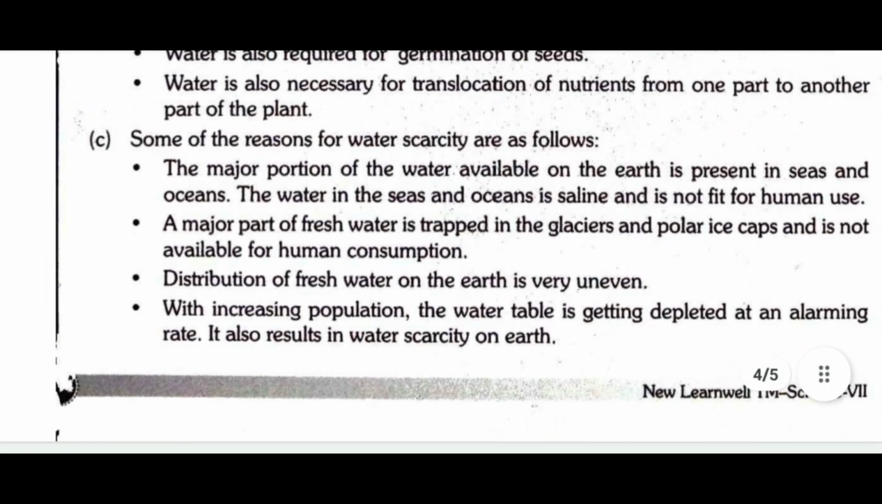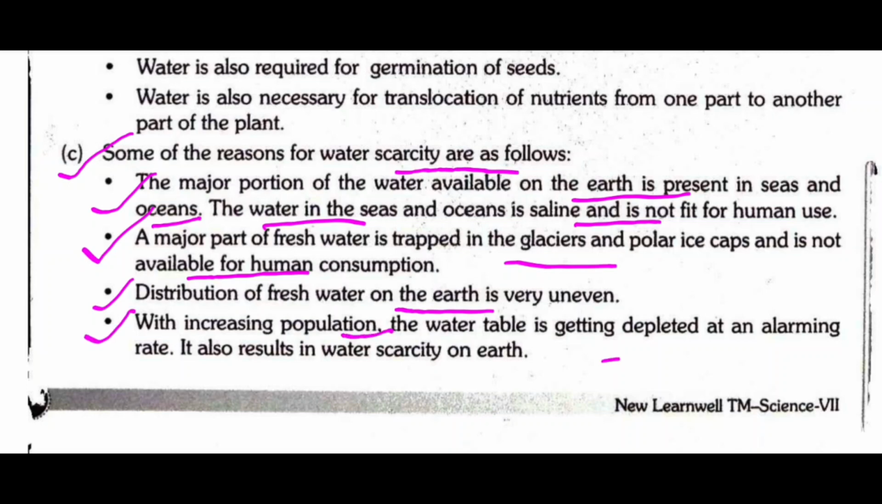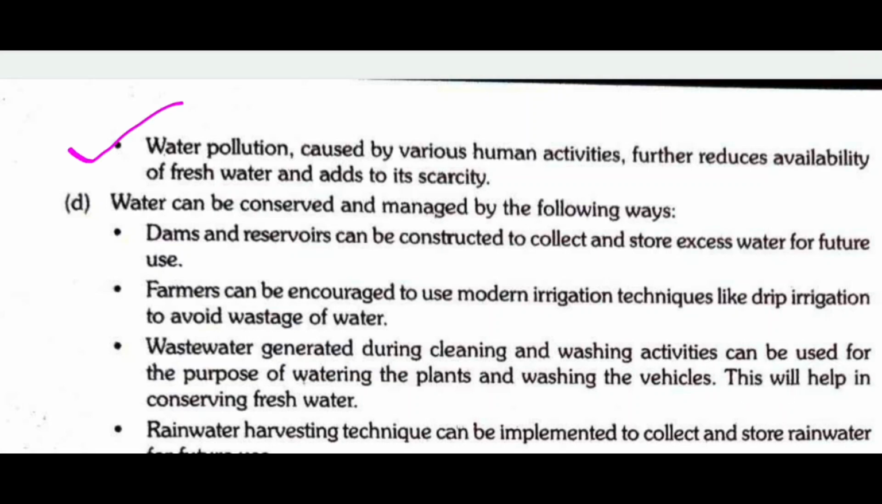And then question number C. Some of the reasons for water scarcity are as follows. The major portion of the water available on the earth is present in seas and oceans. The water in the seas and oceans is saline and is not fit for human use. The major part of fresh water is trapped in the glaciers and polar ice caps and is not available for human consumption. The distribution of fresh water on the earth is very uneven. With increasing population, the water table is getting depleted at an alarming rate. It also results in water scarcity on the earth. The next point is water pollution caused by various human activities, which further reduces availability of fresh water and adds to its scarcity.